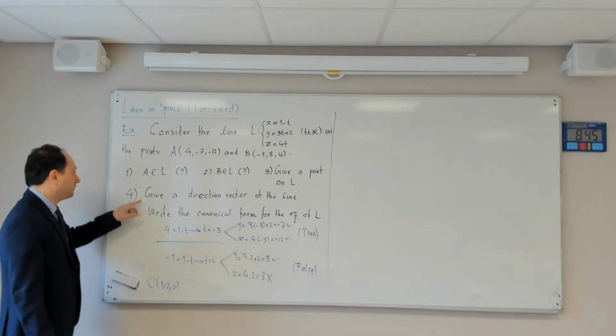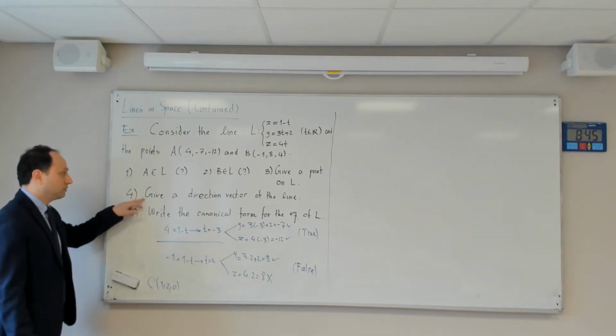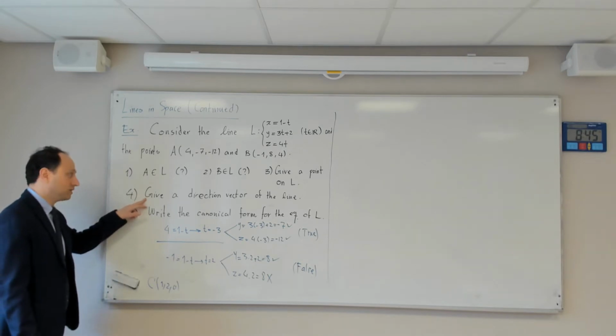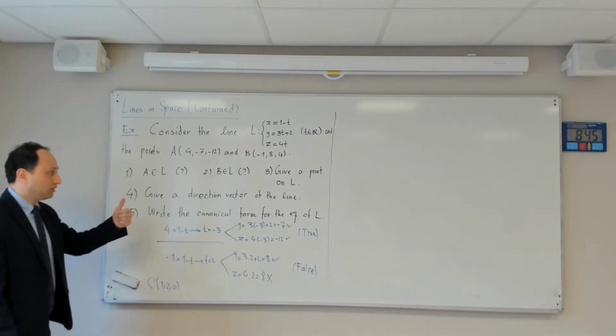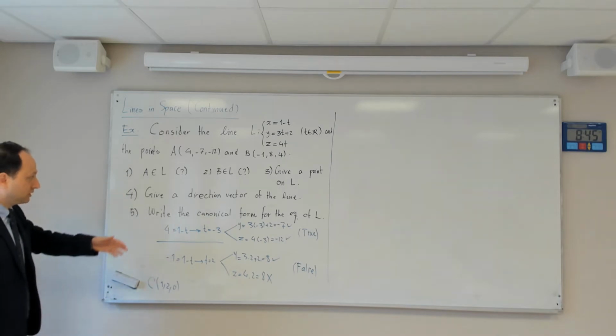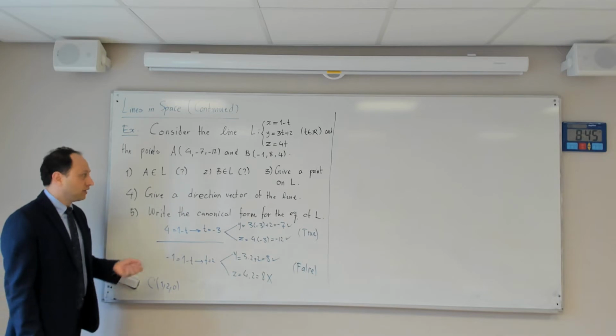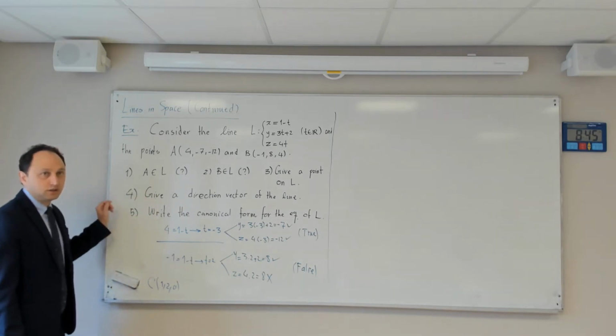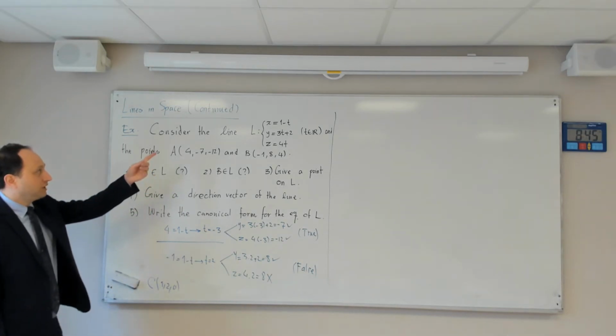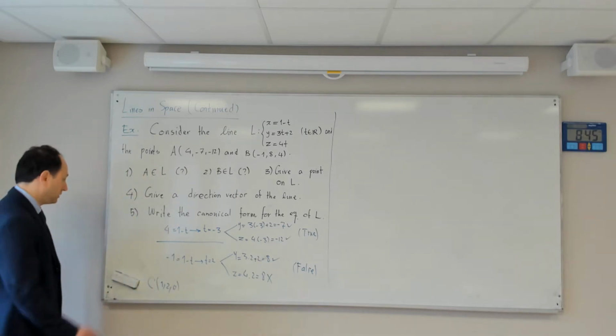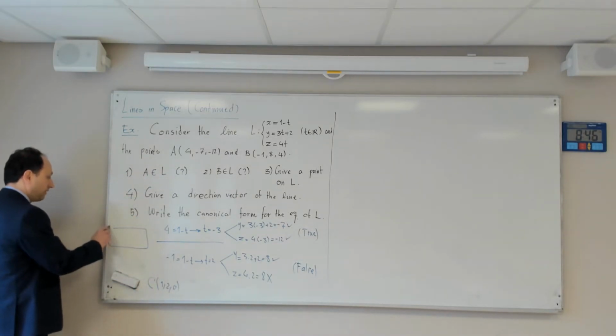Yes? And now if I ask you to give a direction vector, do you remember what a direction vector was? We had the normal vector for the plane, we had the direction vector for a line. The normal vector to the plane is perpendicular to the plane, the direction vector is parallel to the line, yes? So how should I do that? If you remember, you should be able to read it from the equation. So let me just review a little bit.